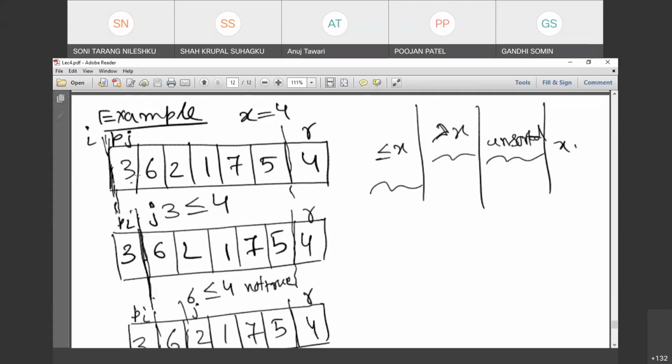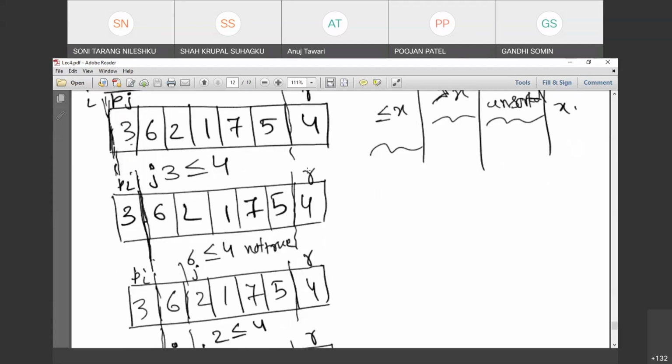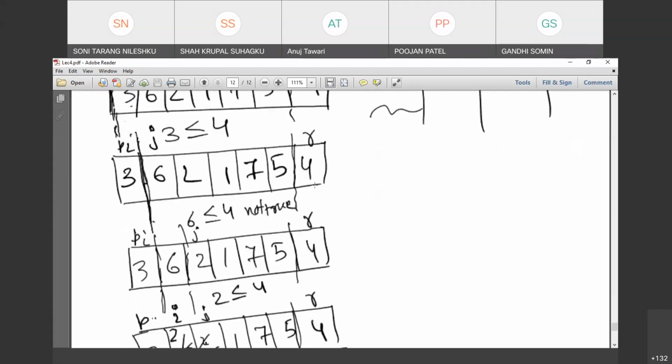Then you compare this 6 with 4. That is not less, so you go over to the next element. 2 is less than 4. You just need to use your common sense. This 2 will keep on moving towards the left because it is less than 4, and 6 will obviously move to the right.